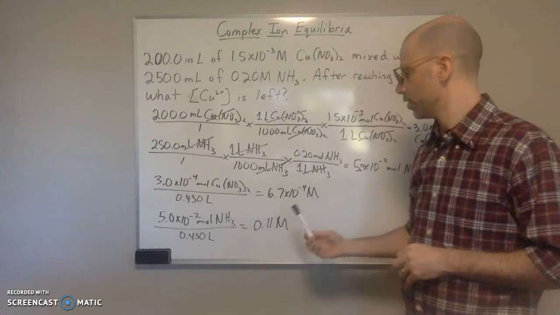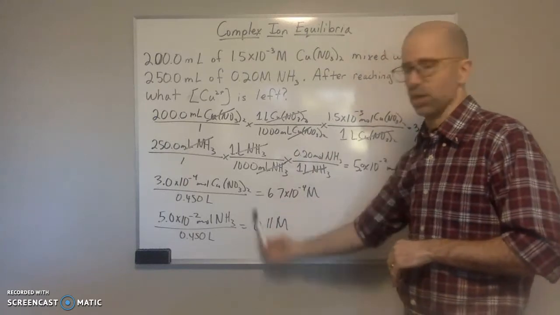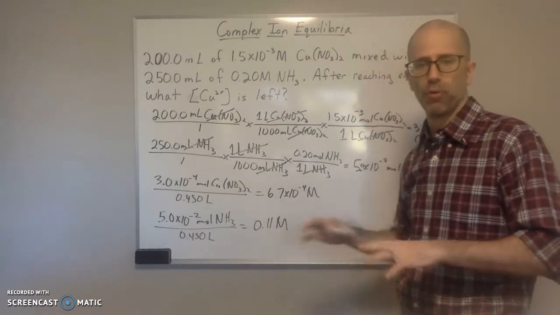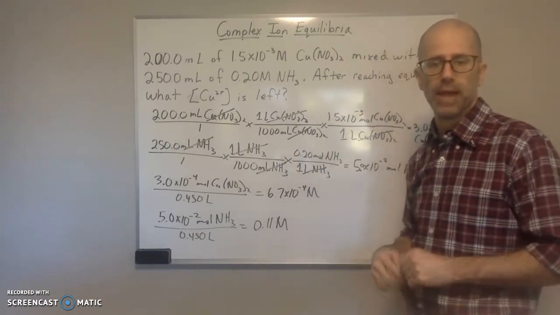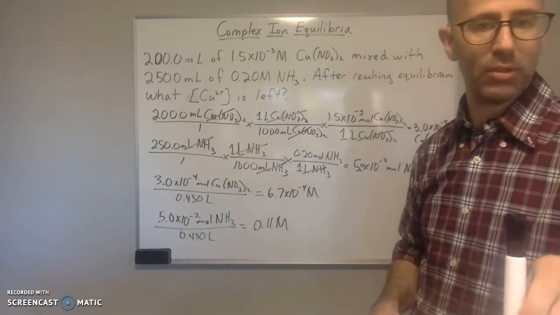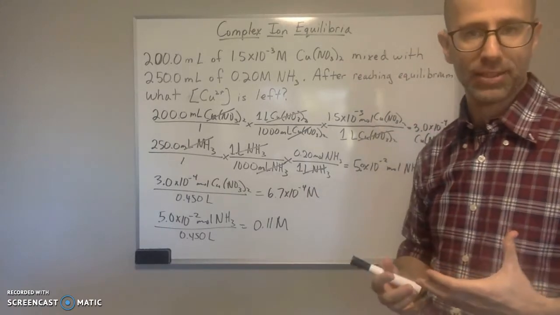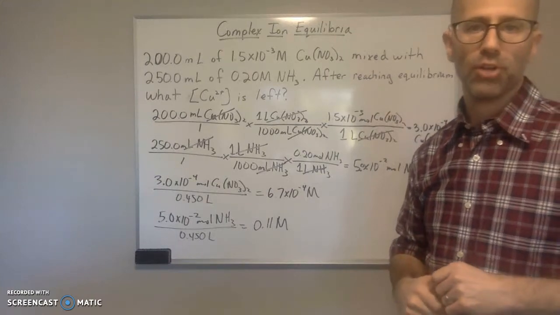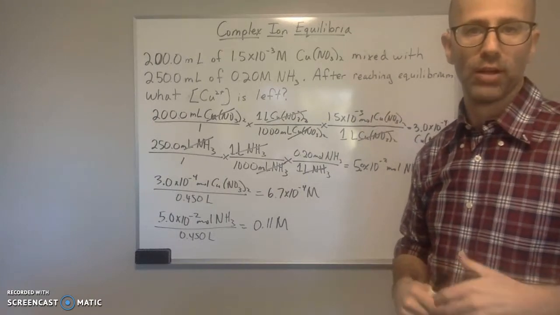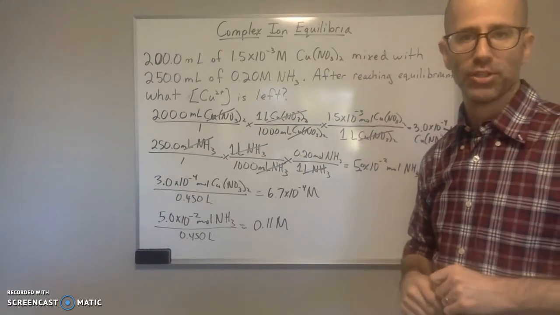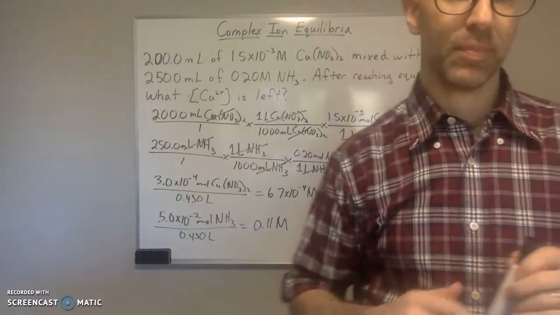So now we mix them together. These are the new concentrations. These are the starting concentrations before anything has happened. Okay, so now what we need to do is do our ICE table so we can figure out what the equilibrium concentrations are going to be.